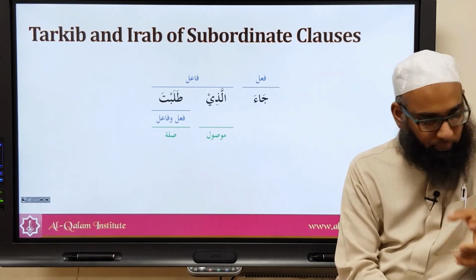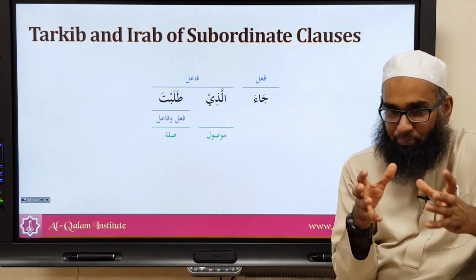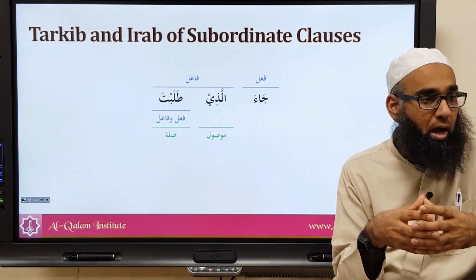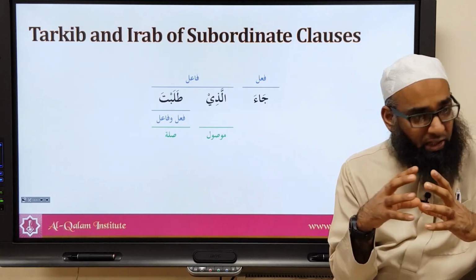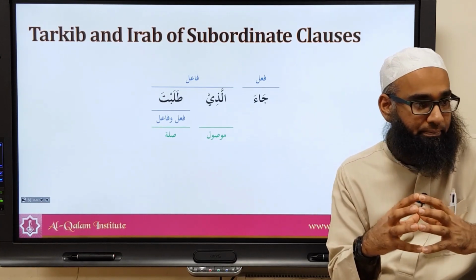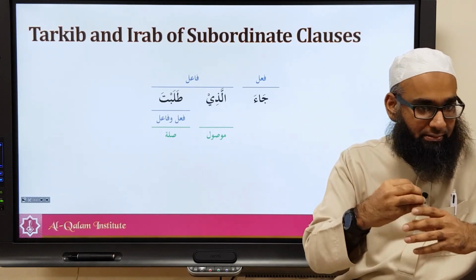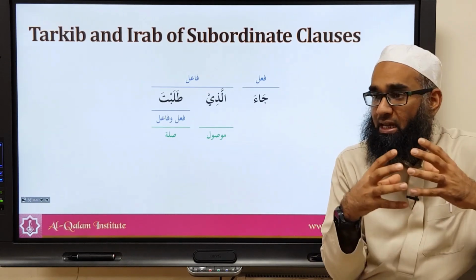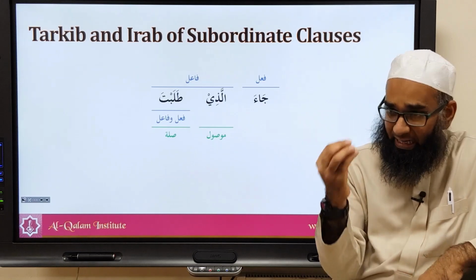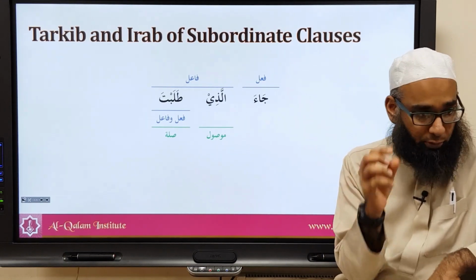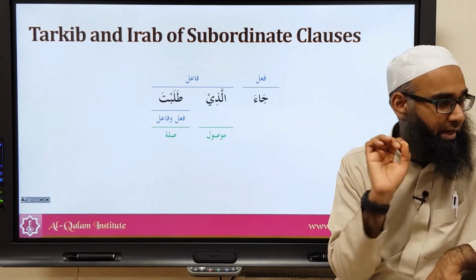What does ism al-mawsool do? In simple language, the ism al-mawsool makes the entire sentence into a ma'rifa. By default, a sentence is nakira. By default, when a sentence comes within a sentence, the sentence is deemed to be nakira. If you add an alladhi to that sentence, it becomes what? Ma'rifa. So the ism al-mawsool makes the sentence ma'rifa.